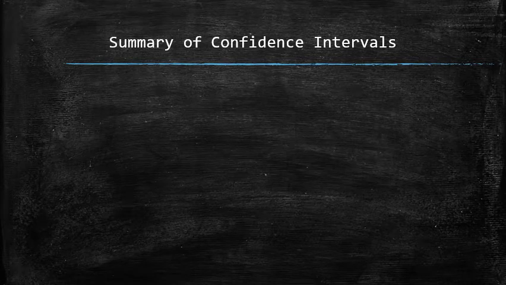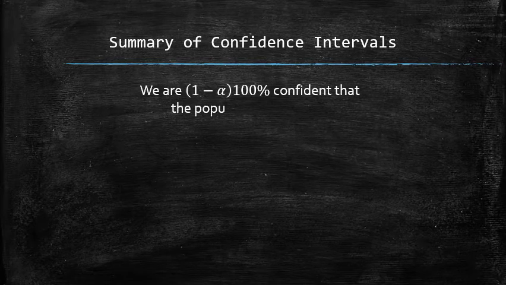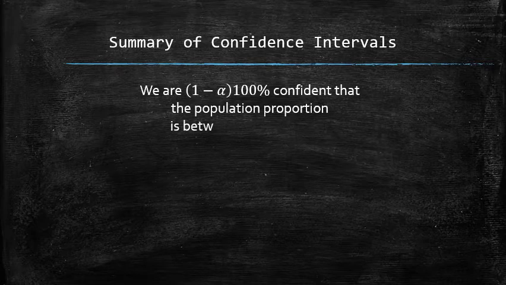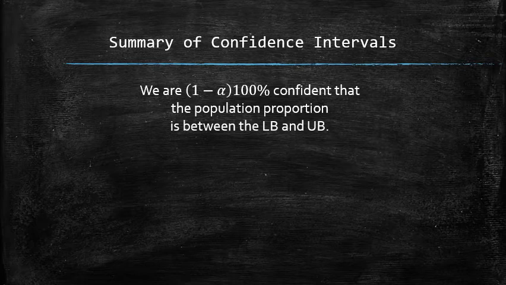Finally, we interpret the interval by writing or saying the following. We are 1 minus alpha 100% confident that the population proportion is between the lower bound and upper bound. We always include the units in the answer. Also, it is not uncommon to convert the proportion to percentages and variance to standard deviation by taking the square root of both bounds.